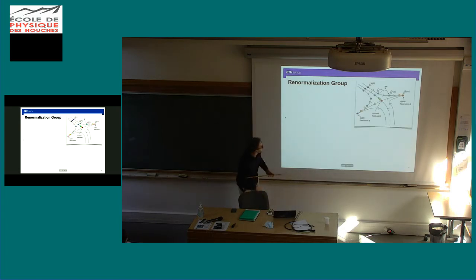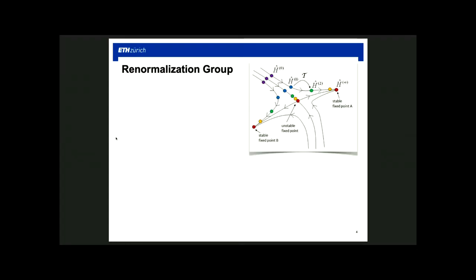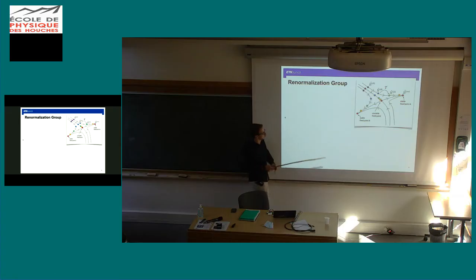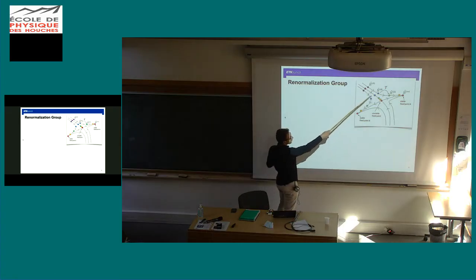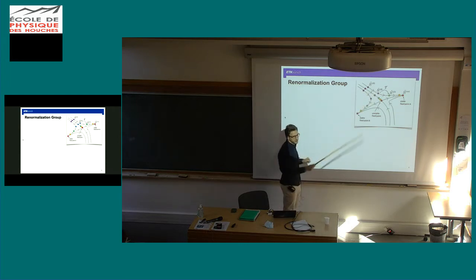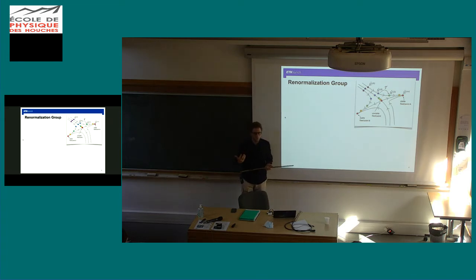So what's pictured here is a caricature RG flow for some fictitious system. What you see is that there are some Hamiltonians and they flow under the iterations of this RG transformation. I'm not telling you yet what this RG transformation is or what it is supposed to achieve.